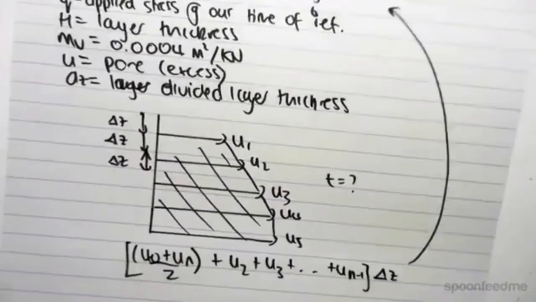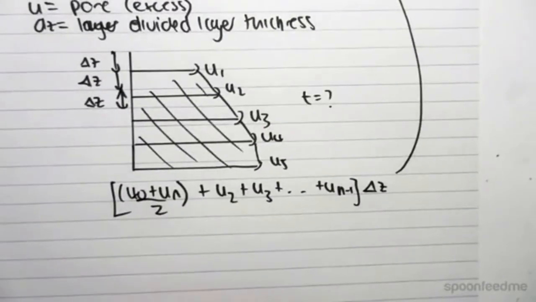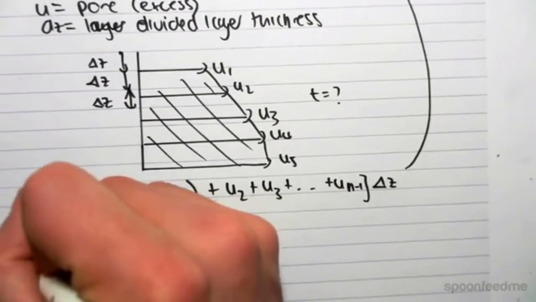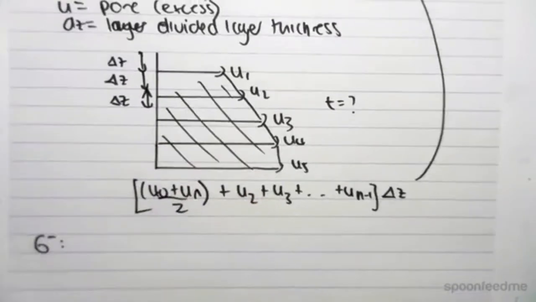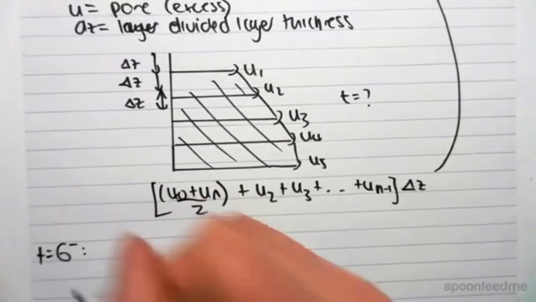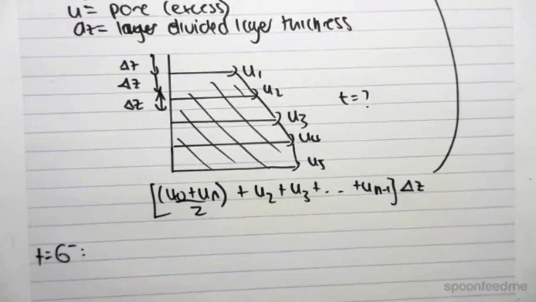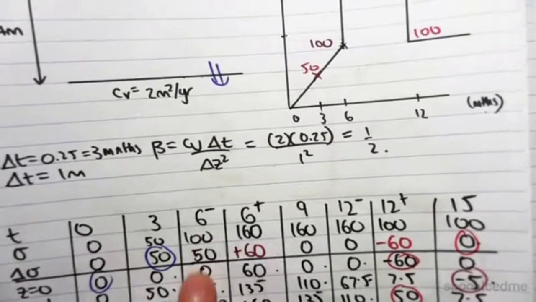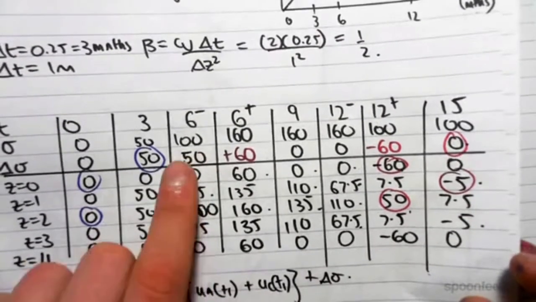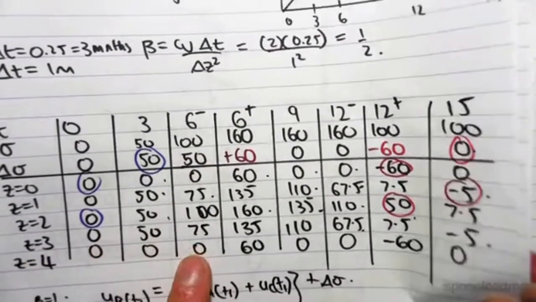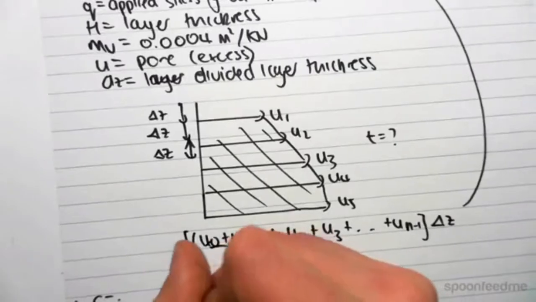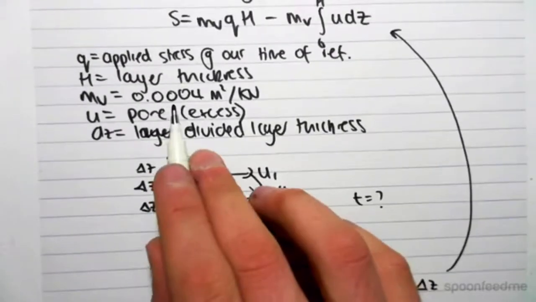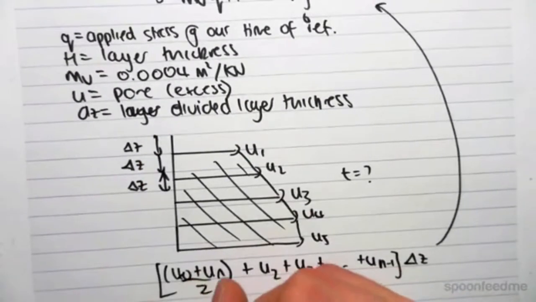It's pretty simple. If we were to do an example, let's say we were interested at the time equaling 6 minutes, and we wanted to find the settlement at that point in time. We would look at our values for 6 minutes, which is this column here, our pore water pressure values, and we would just sub them into our equation. So S equals m_v q h, where m_v has been given to us as 0.0004.